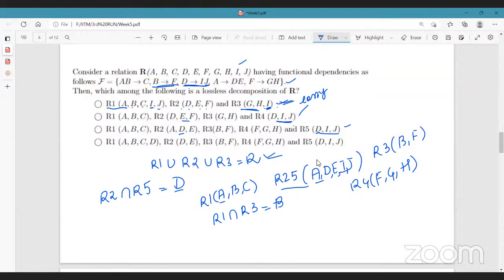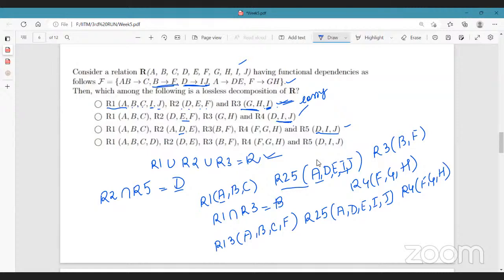Okay. So R1 and R3. Now we can convert it into R13, which is A B C F, R25 which is A D E I J, and R4 which is F G H. Okay. What should we do next then? R13 and R25. So what is the common attribute? A.